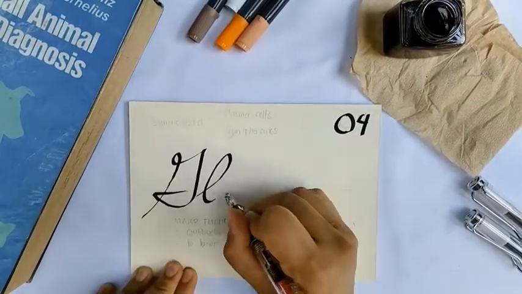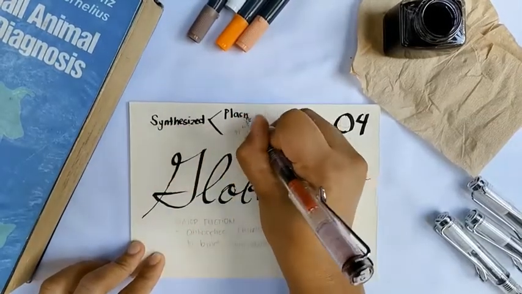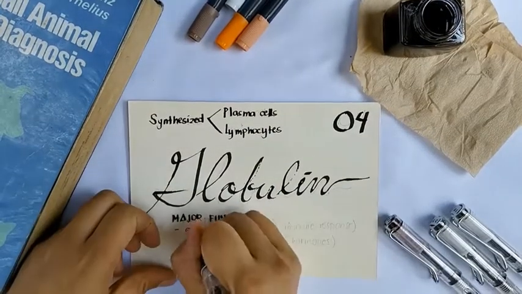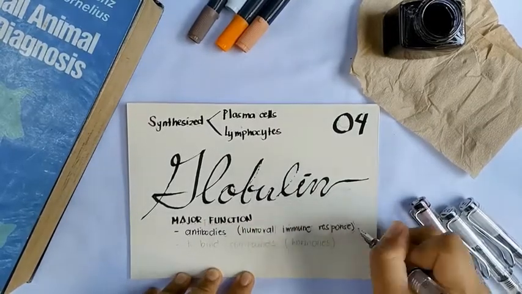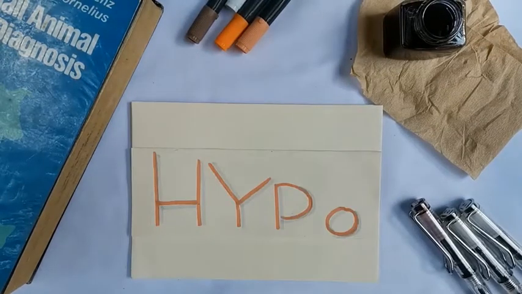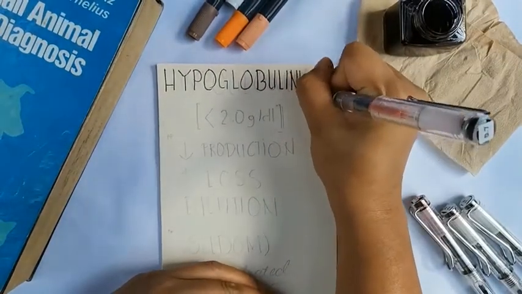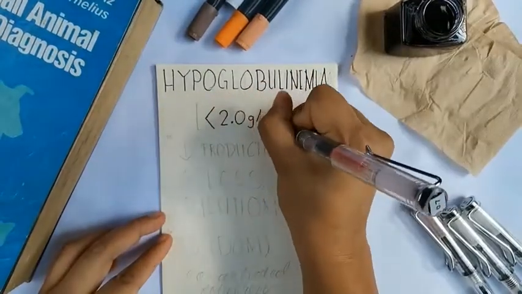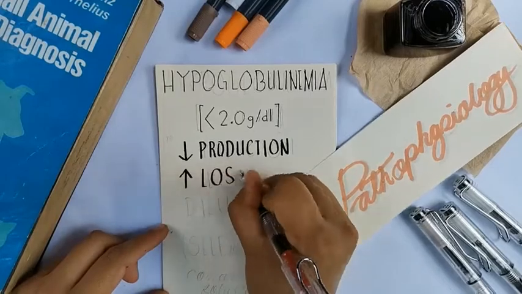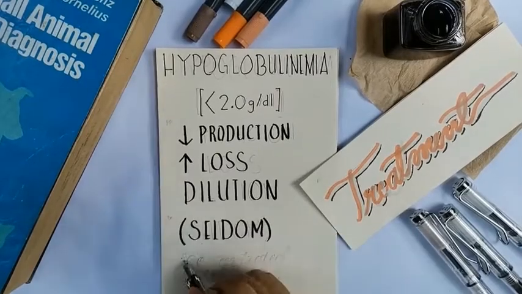Number 4. The globulins. Most of the globulins are synthesized in plasma cells and lymphocytes. Major functions are to act as antibodies in the humoral immune response and to bind compounds such as hormones. Hypoglobulinemia is defined as concentration less than 2.0 grams per deciliter. Its pathophysiology is decrease in production, increased losses, and dilution. Treatment is seldom done, with concentrated solutions used.